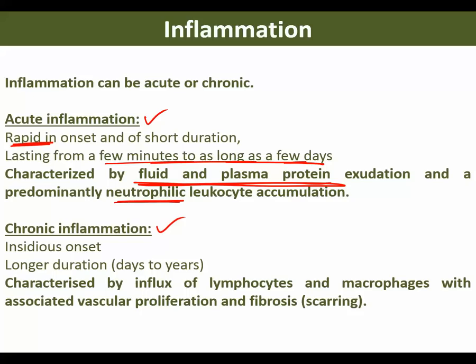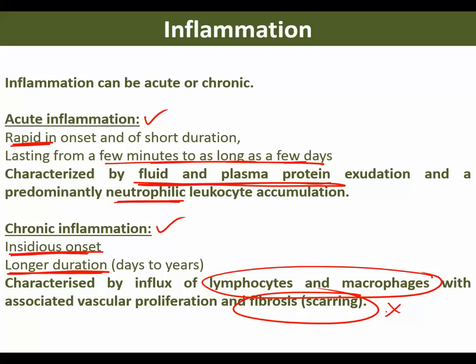And chronic inflammation has a very slow, insidious onset, and it is there for a longer duration, from days to years, and it is characterized by mononuclear leukocytes, that is lymphocytes, monocytes, and macrophages. Monocytes, when they come out of the blood, are called macrophages. And they always end with fibrosis. Very, very important. This is the worst side effect of chronic inflammation. It will always end up with fibrosis.